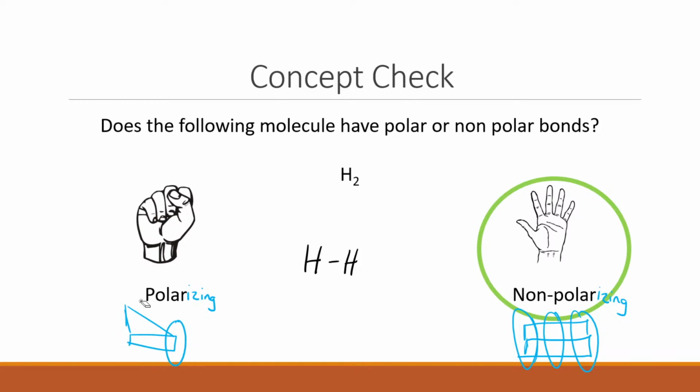This cake has a slice that you want and slices that you don't want. So if you're a person who loves icing, you want this slice and not this slice. This is a polarizing cake. Uneven distribution.